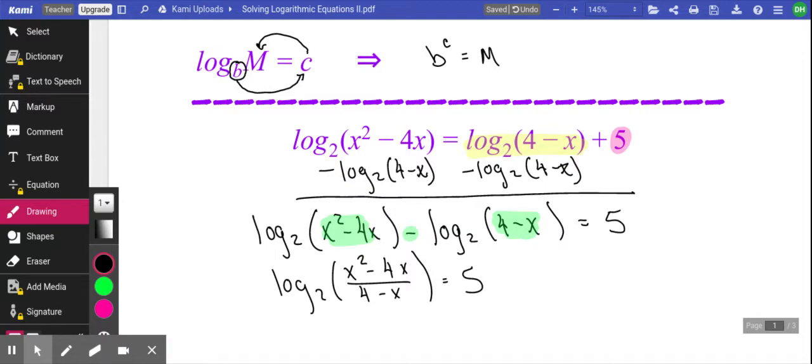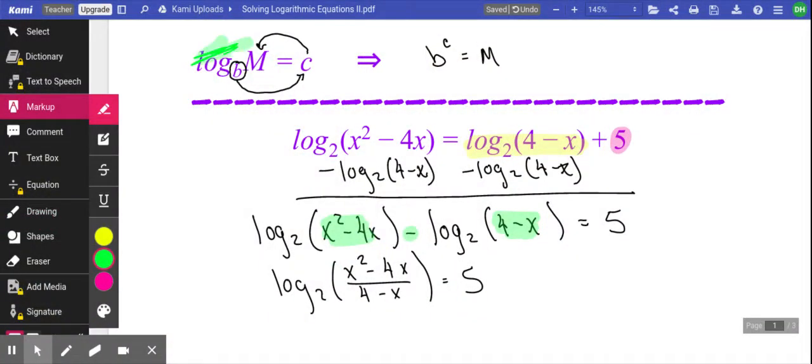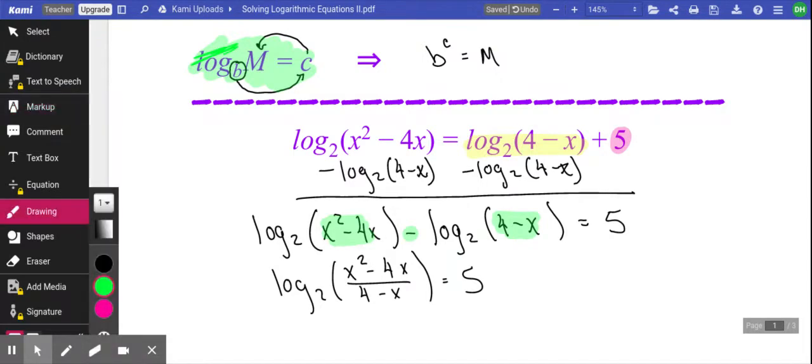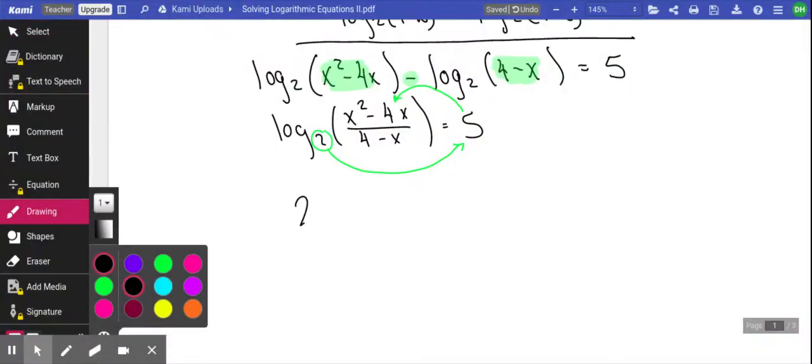All right, so we're in the same position that we were in up here. We're going to convert it into an exponential. So let's take our base, raise it to the 5th power, and then set that equal to this entire expression. What's that going to look like? 2 raised to the 5th equals x squared minus 4x over 4 minus x. And I think we're starting to get ourselves out of the woods here a little bit. That 2 to the 5th is 32, and if you'd like, you could put it over 1.